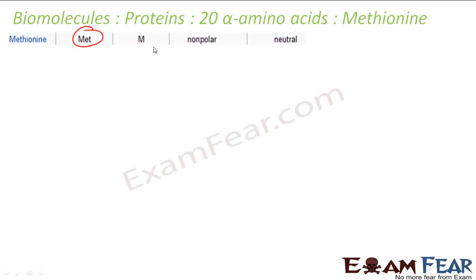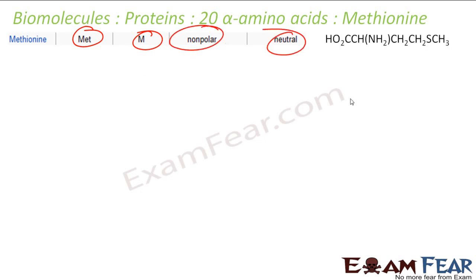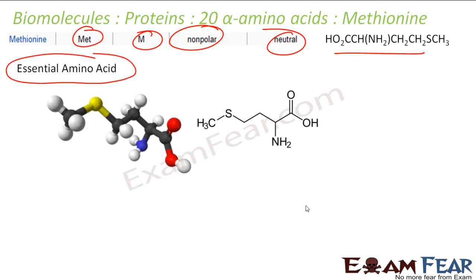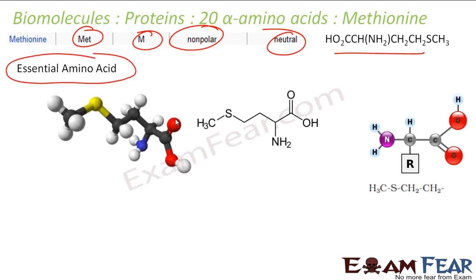The next is methionine. MET is the three letter to denote this. M is the single letter, is non-polar and neutral. This is the molecular formula. This is also an essential amino acid, and this is the structure of methionine. If you compare the structure with the general structure, R is nothing but CH3S, CH2, CH2. This is found in egg, nuts, fish, meat, fruits and vegetables.